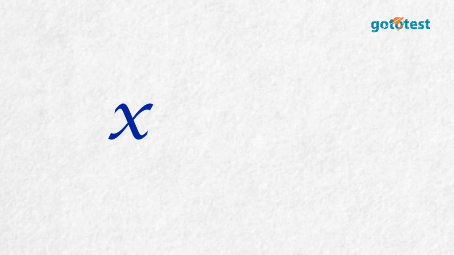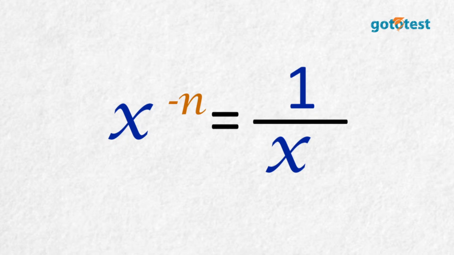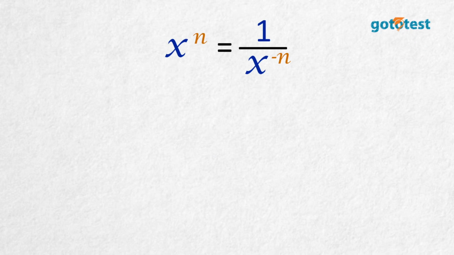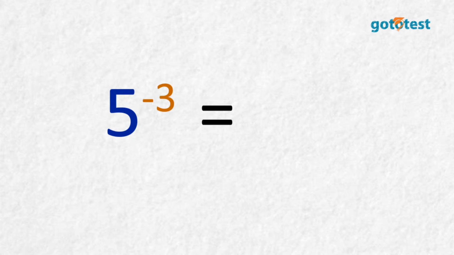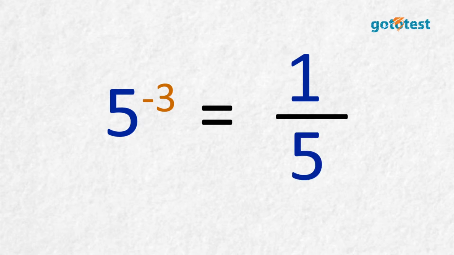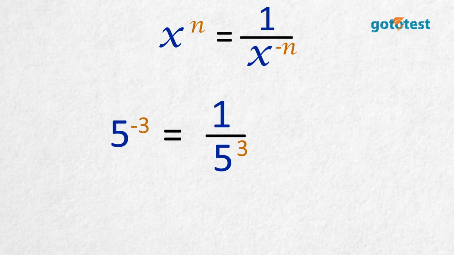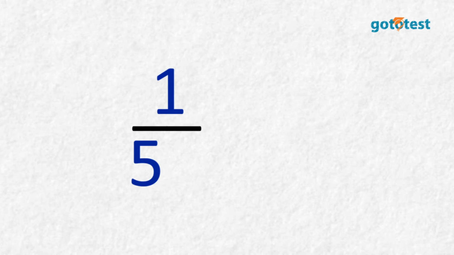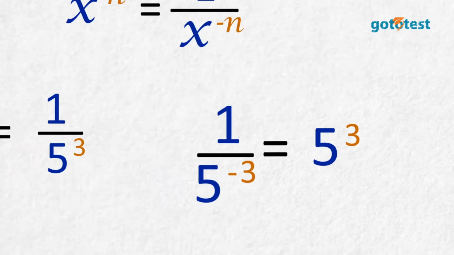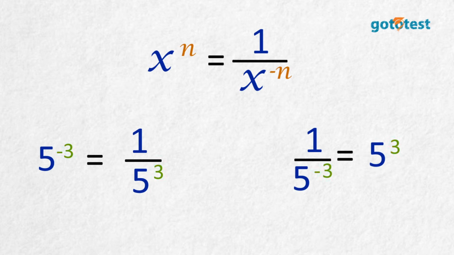Any number raised to a negative exponent is equal to 1 upon the same number raised to the positive exponent. In other words, when the exponent moves from the numerator to the denominator, the sign changes. So, 5 to the power minus 3 is equal to 1 divided by 5 raised to the power 3. Also, 1 upon 5 to the power minus 3 is the same as 5 to the power 3. Notice how the sign changes when it moves from the numerator to the denominator?